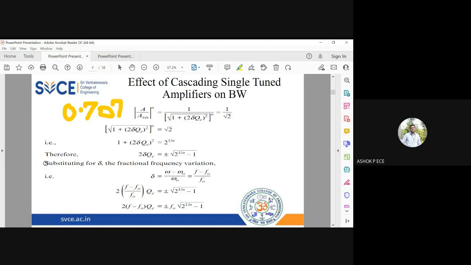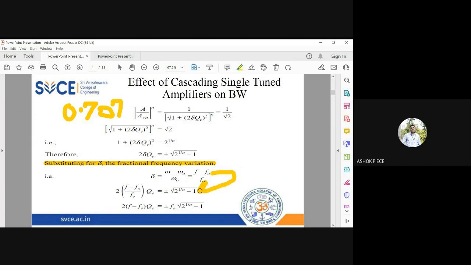And we know we have assumed this value of delta in the derivation of single amplifier. Delta is the fractional frequency variation, how much the frequency is varying from the center frequency f naught or omega naught. So delta will be omega minus omega naught by omega naught, or it is f minus f naught by f naught. Any expression we can take. So now I am going to take in terms of f.